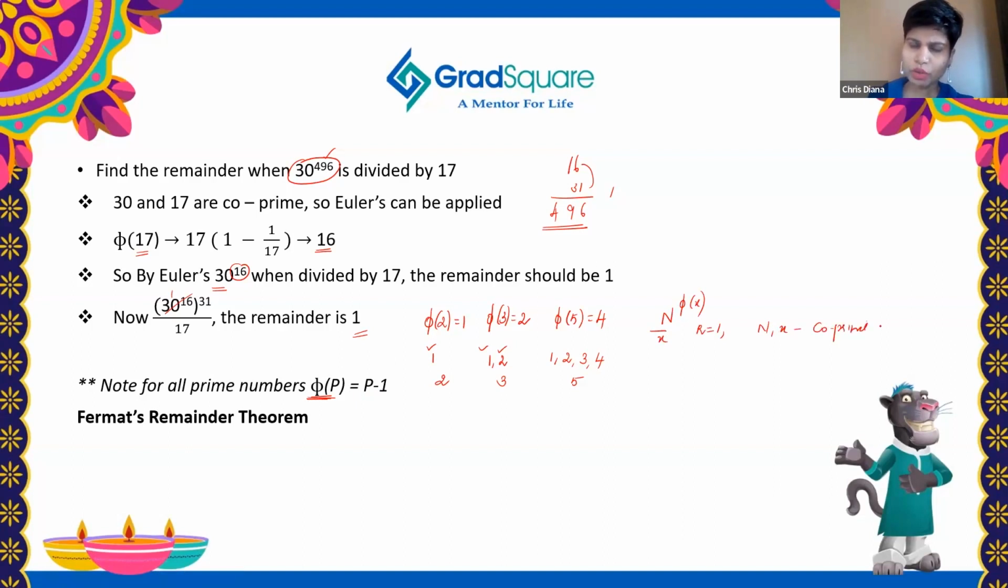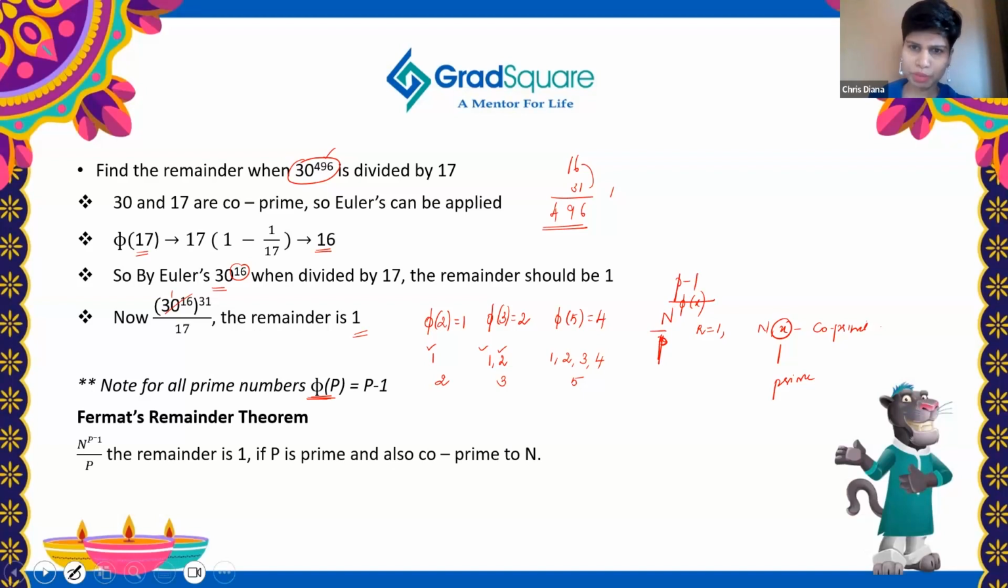So what if x becomes a prime number? So phi of that prime number will be nothing but p minus 1. So from here I can say n to the power p minus 1 divided by that prime number p, the remainder is always going to be 1 if p is prime and also co-prime to n. That we shouldn't be missing out. It has to be definitely co-prime to n.